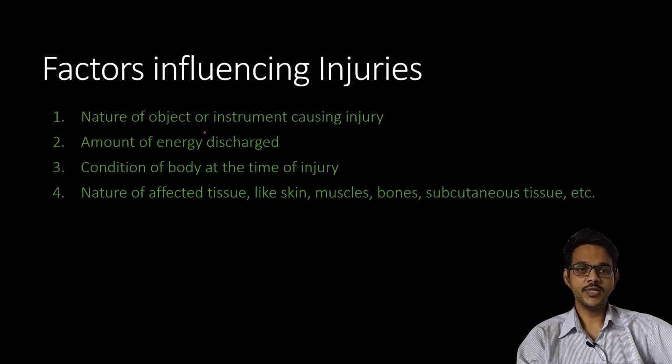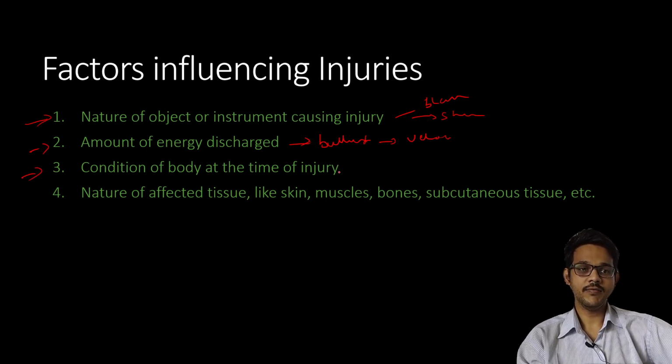Various factors influence injuries. Mainly, one is the nature of the object causing the injury. A blunt object can cause blunt injuries like abrasions and contusions, while sharp weapons cause different injuries. Then the amount of energy discharged. A small amount of energy may not cause any injury, and even a small object like a bullet can kill a person because of its velocity. As the energy of the instrument increases, the severity of injury also increases.